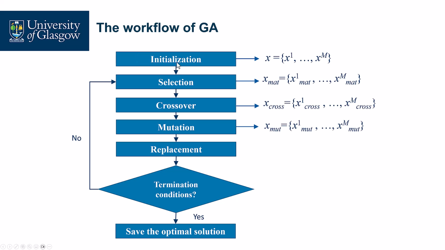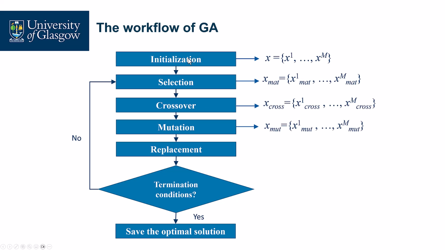In GA, the first step is initialization, then we do the selection based on the survival of the fittest. The selected mating pool will undergo crossover and mutation to generate a new population, and this one will replace the old population. If the stopping criterion is not met, we iteratively do this process until it is met. Then we will have the optimal solution.